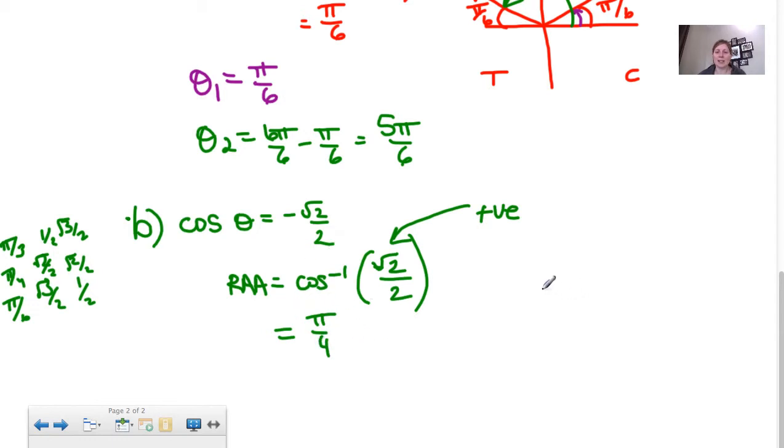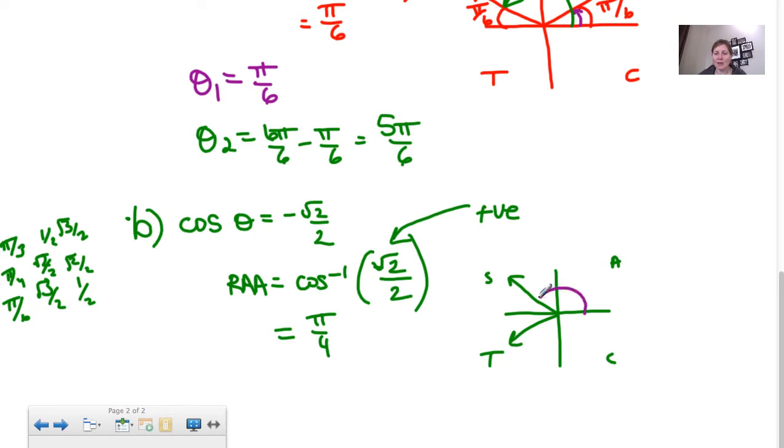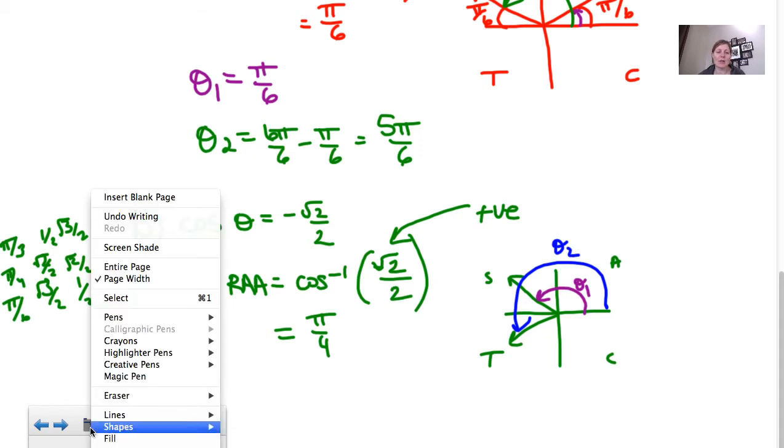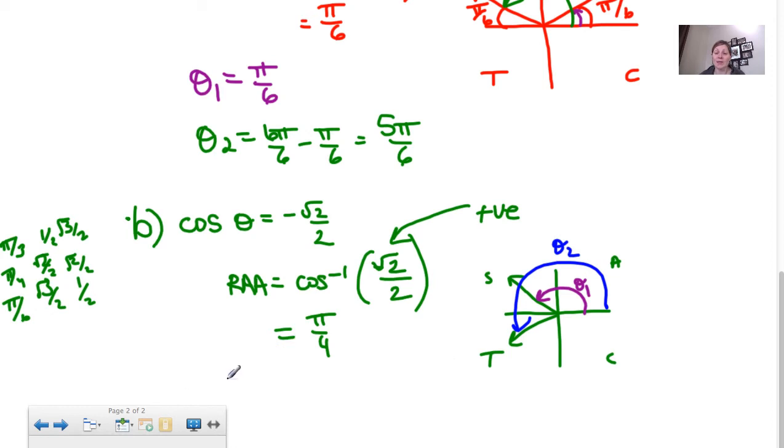And now I have to consider, okay, where, using my CAST rule, is cosine negative, because the ratio is negative. And cosine's negative here, and cosine's negative here, because it's positive at the C and it's positive at the A. So I have 2 angles. I have theta 1, which takes me to there, and I have theta 2, which takes me all the way around to there. So I have 2 different values for theta within these restrictions. Okay, if the restrictions were different, then I might have more values or less values.